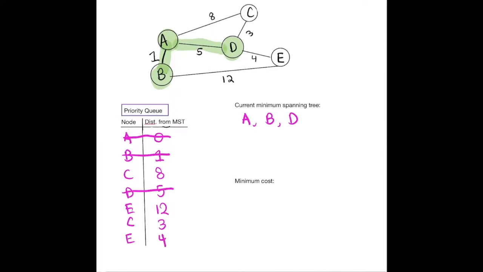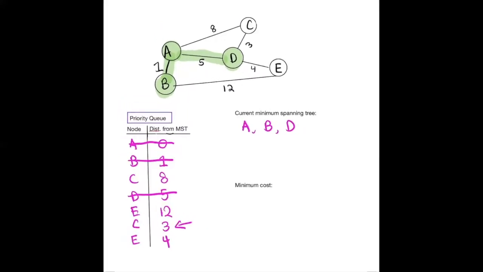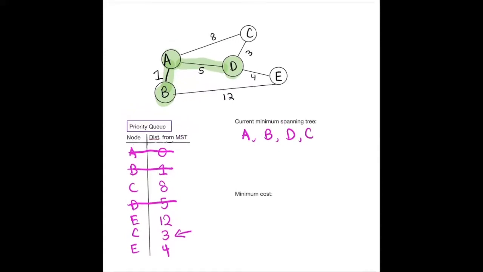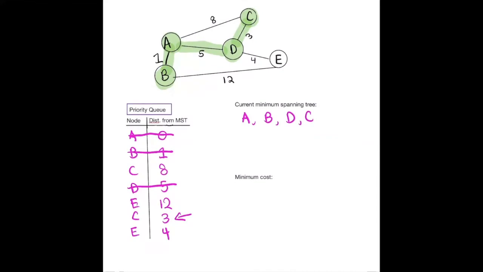So we'll repeat the same process. Currently C, this one right here, has the smallest distance from the MST, so I will include that in my minimum spanning tree list, as well as highlight it in my graph here. So now we'll look at C's neighbors, which are A and D, and both of those have been added into the minimum spanning tree, so we don't have to do anything, and I'll just cross C out here.